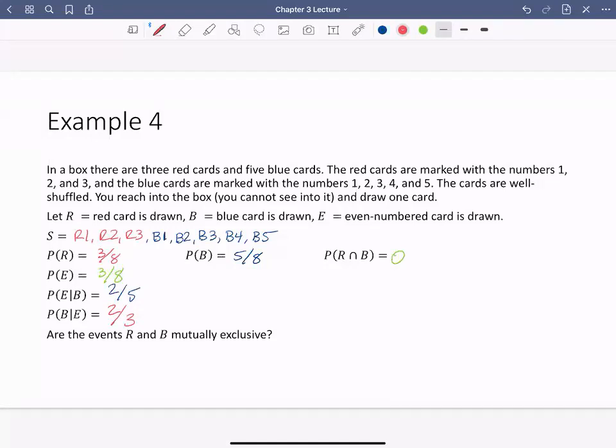Now it says, are the events R and B mutually exclusive? The answer to that should be, we go, no. That's proven right there. Their intersection is 0. I said no, and I should have said yes. I'm sorry. Yes, because the intersection is 0. They cannot happen at the same time. Therefore, they are mutually exclusive.